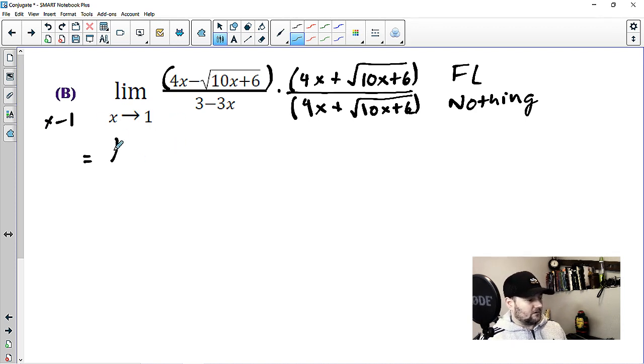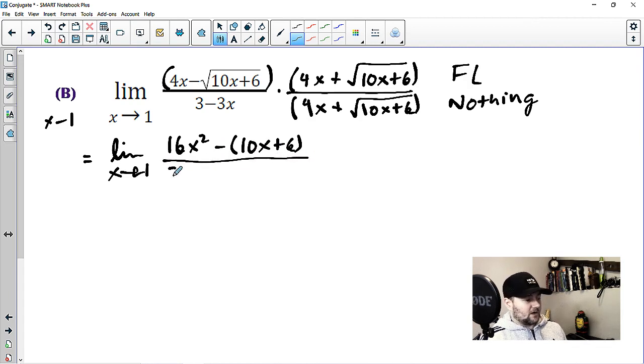So let's go ahead and rewrite this guy. So we got limit. 4x times 4x is 16x squared. So 4 times 4 is 16, x times x is x squared. And then we have our root here that multiplies. So this is the last term. These terms will always be separated with the minus sign. We got 10x, root 10x plus 6 times root 10x plus 6 is just 10x plus 6. So that's the F, that's the L, always separated with a minus sign.